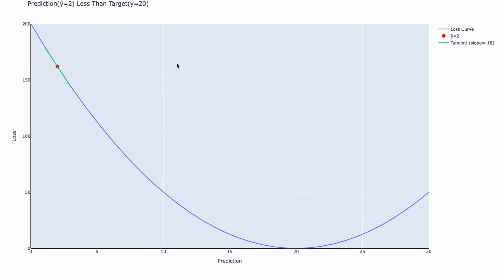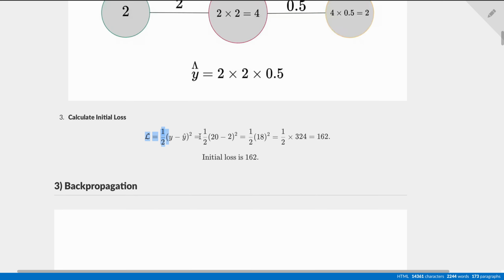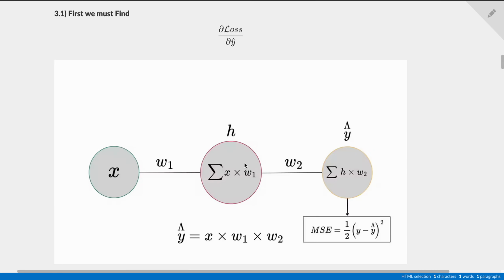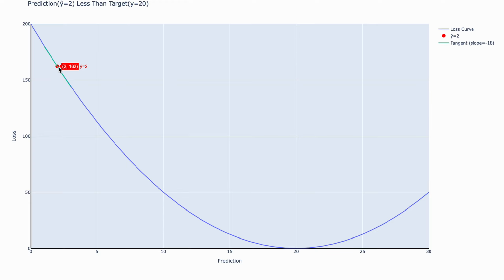What's important over here is what you see. This red dot is our prediction. The x-axis is the prediction, so this is at 2. And over here, the loss is equal to 162. And remember, we have calculated this before. If we scroll back up, this is how we calculated our initial loss was 162 when our prediction y hat was equal to 2. Okay, I hope that makes sense. I'll scroll back down here. And so that's how we got the initial loss to be 162. So this shows that when y hat is 2, the loss is 162.